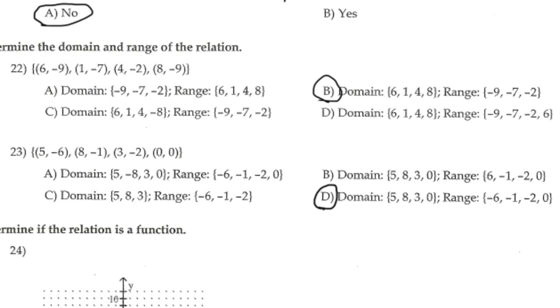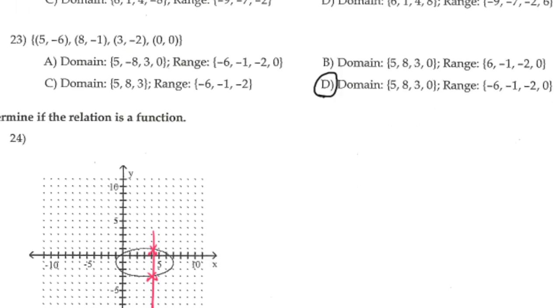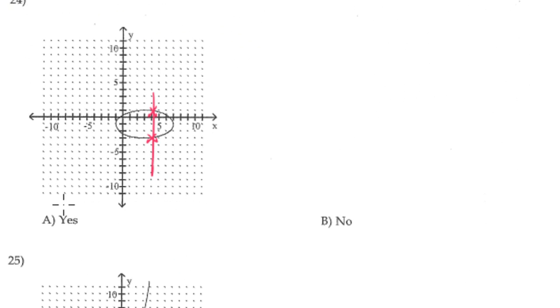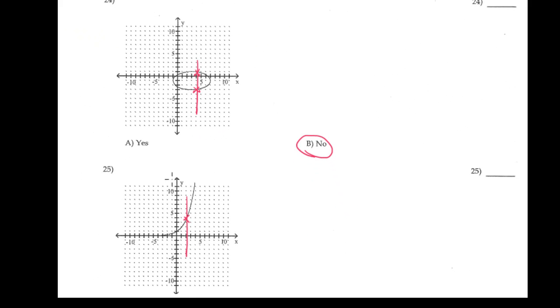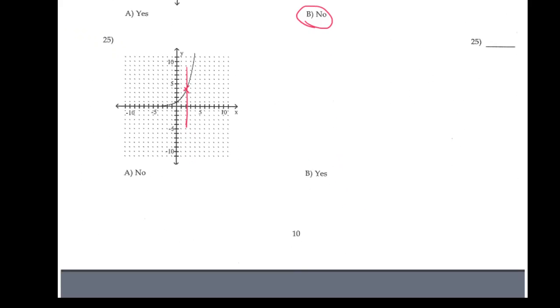Okay, now determine if this relation is a function or not. Using the vertical line test, when you draw the line and it crosses two points, it's not a function. If it crosses only one, it is a function. And the answer is no function. In this case, draw the vertical line crossing only one point, it is a function. Yes, it is a function.